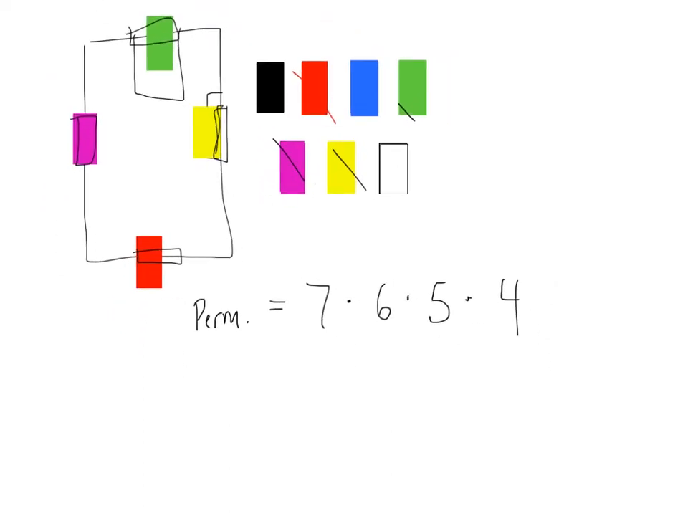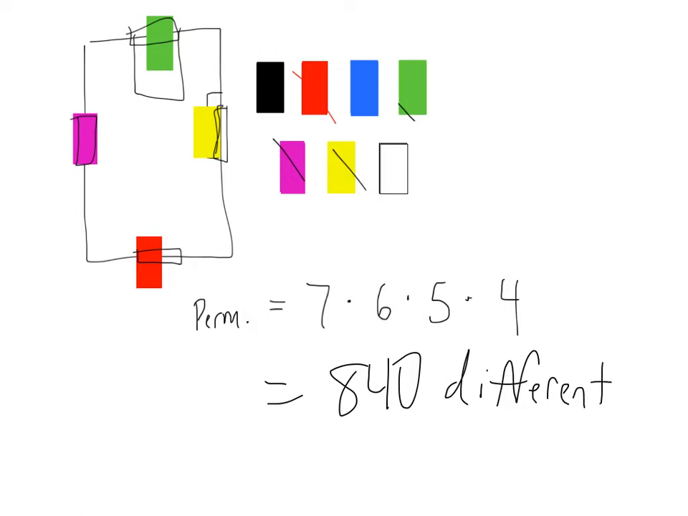actually equal to 7 times 6 times 5 times 4. So 7 times 6 times 5 times 4 ends up getting you 840 different arrangements with this given situation.